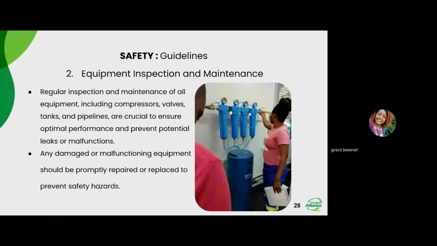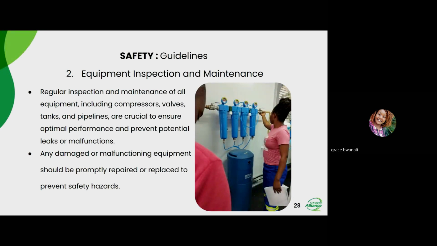So we need to ensure anytime we are running the plant, if you are currently running the plant now, or you run a plant in future, that's a very good guideline that you have to ensure that there is regular inspection and maintenance. I think the next presenter is going to touch base more on that, so I'm going to leave it at this stage.